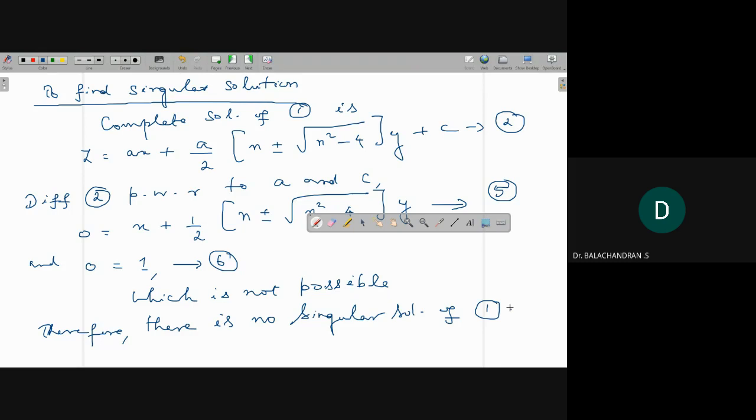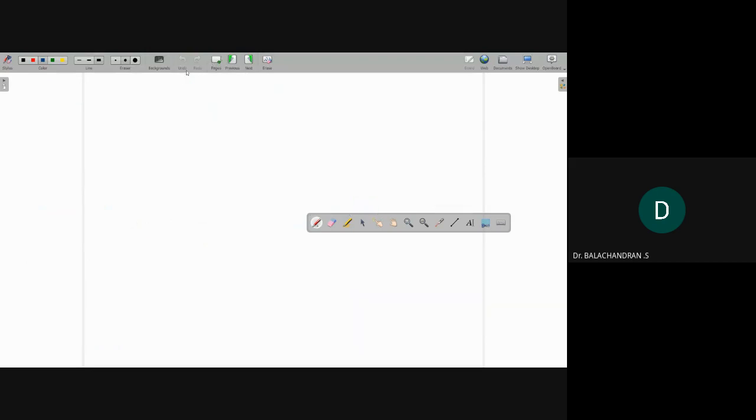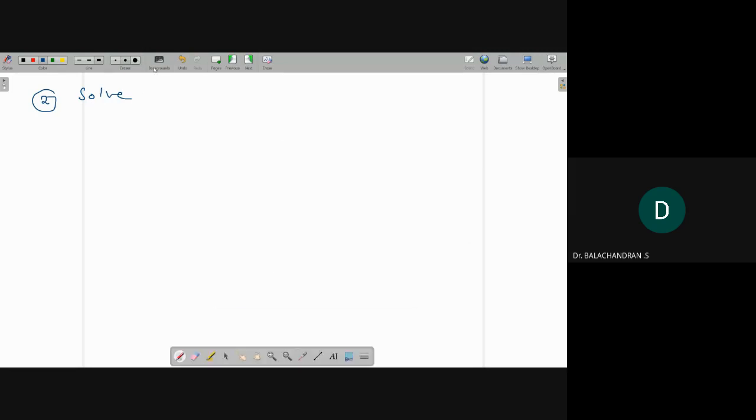Okay, so I will solve one more problem, because time is already nearly 8:10. I planned 5 problems, but I cannot finish. Okay, solve q square minus 3q plus p equal to 2. Okay, this is the problem.